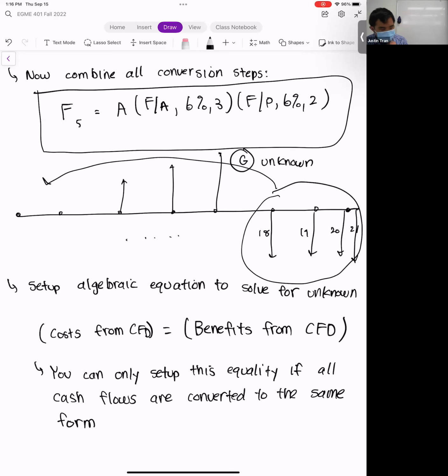Okay. And so maybe they're all converted to a present sum. I think that's the easiest thing to do. To use present worth analysis here, you convert all the cash flows, even all the non-standard ones, into a P, right? If you do that, then you can set up this equality relationship and just solve for the unknown.